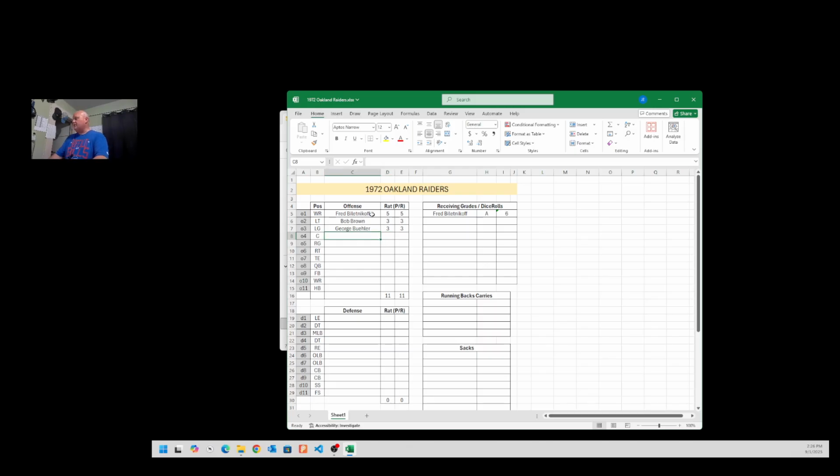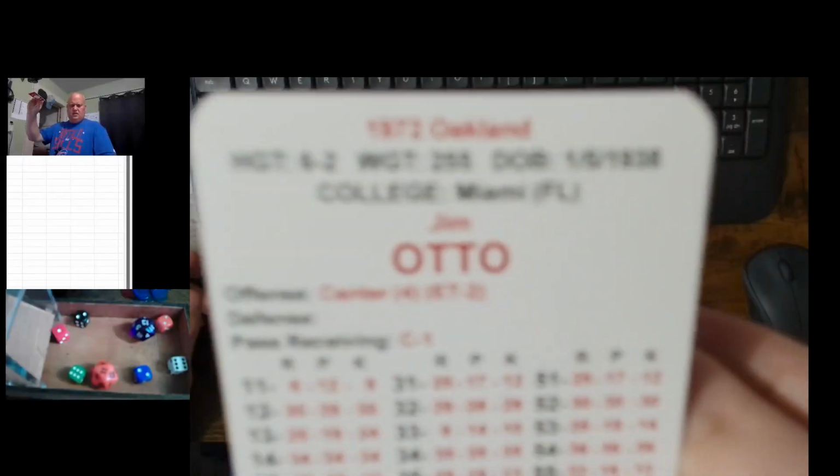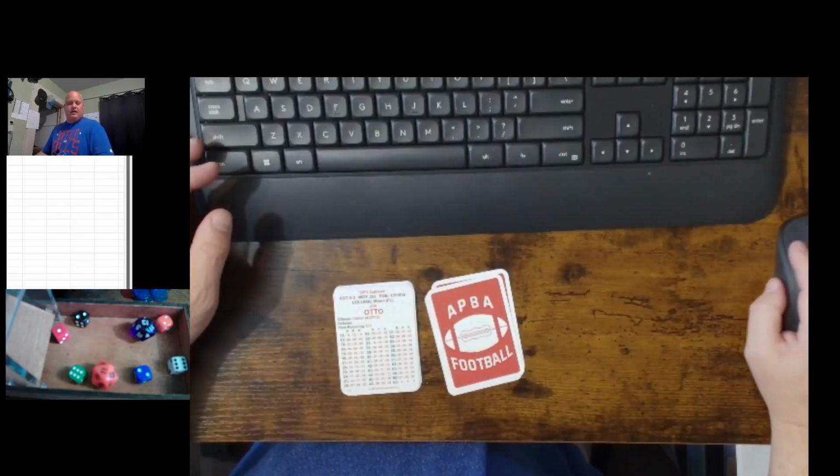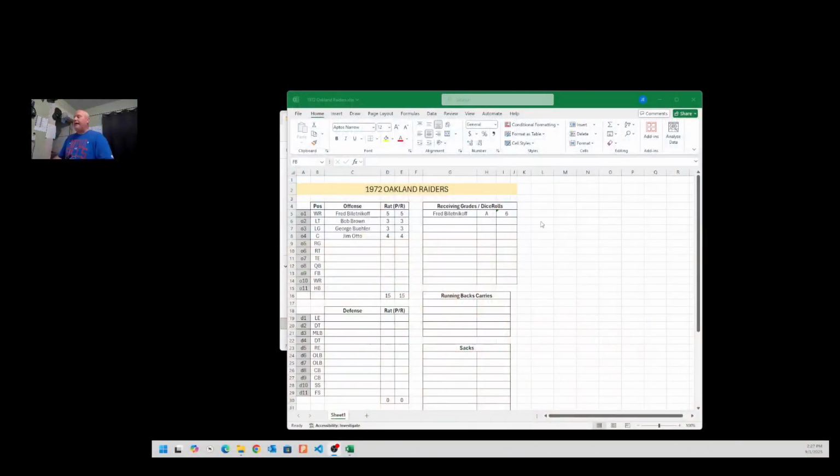Then we'll go with, there's Jim Otto. So we'll go Jim Otto. He's a center 4. Again, I'll show it to you again here. He is a center 4 and an ET2. So he's a C1. So he's going to be your starting center. But every now and then, he must have gone out for a pass. Maybe he had a couple of targets. So I'm going to type him over here. Jim Otto. And he was a C1. So we'll type him in there.